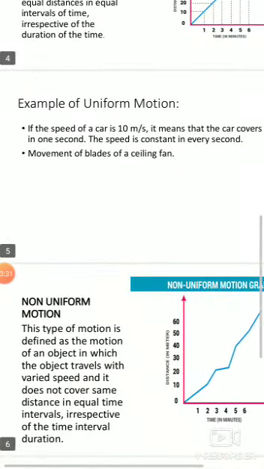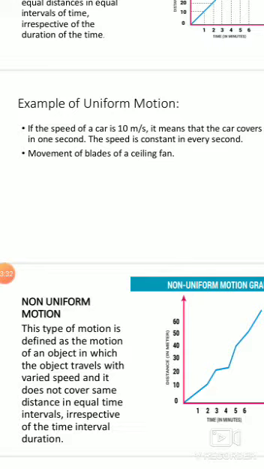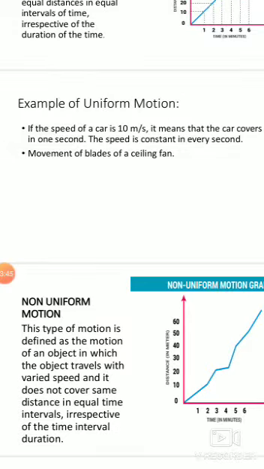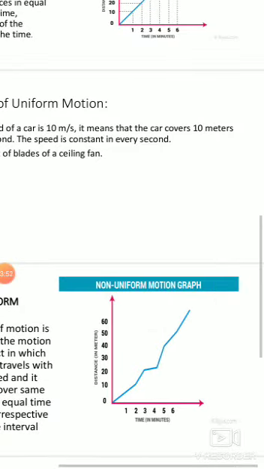Second, non-uniform motion. This type of motion is defined as the motion of an object in which the object travels with varied speed and does not cover the same distance in equal intervals of time, irrespective of the time interval. In non-uniform motion, you see the speed of the vehicle is not constant. That is why the graph is not in a straight line.